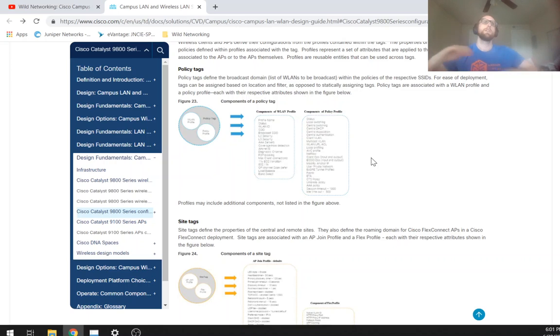Policy tags define the broadcast domain list of WLANs to be broadcast within the policies of the respective SSIDs. For ease of deployment, tags can be assigned based on location and filter, as opposed to statically assigning tags. Policy tags are associated with a WLAN profile and a policy profile, each with their respective attributes shown in the figure below.